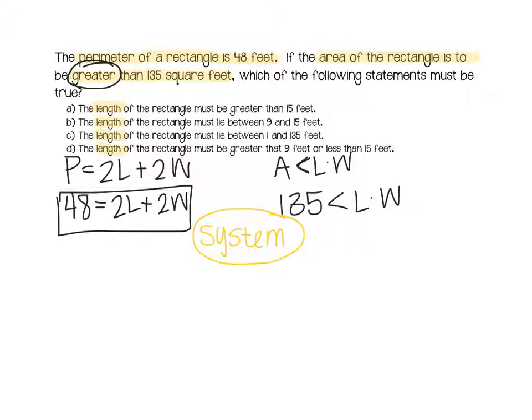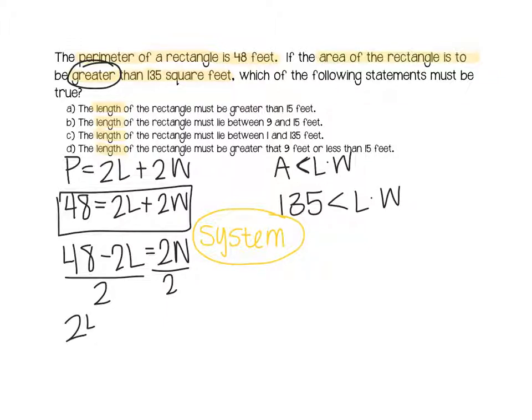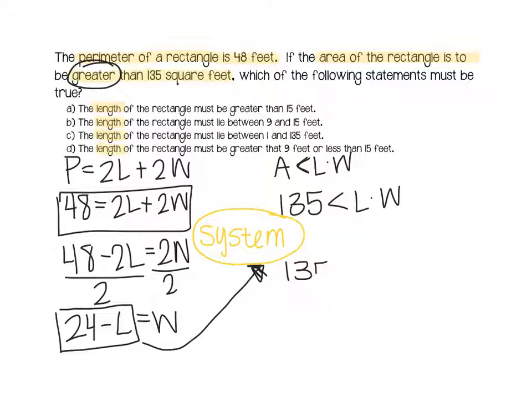So I'm going to say that 48 minus 2L is equal to 2W, and I'm going to divide both sides by 2. So I'm going back to this whole concept of literal equations from Algebra 1. So 24 minus L is equal to W. Okay, so now I'm going to take that and plug it in over here. So I see that I have 135 is less than L times 24 minus L.